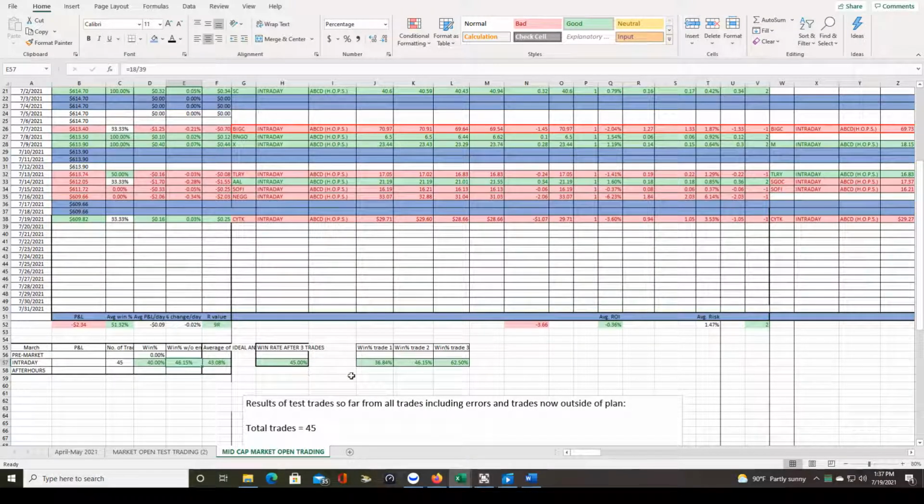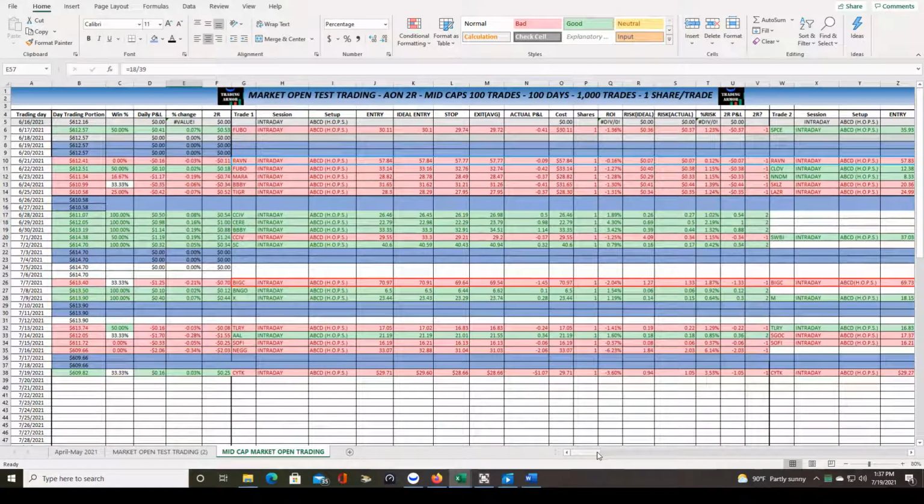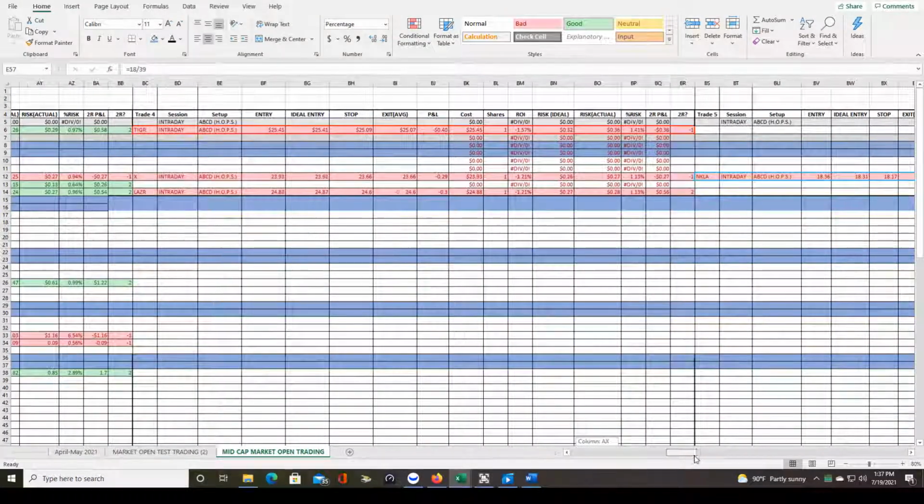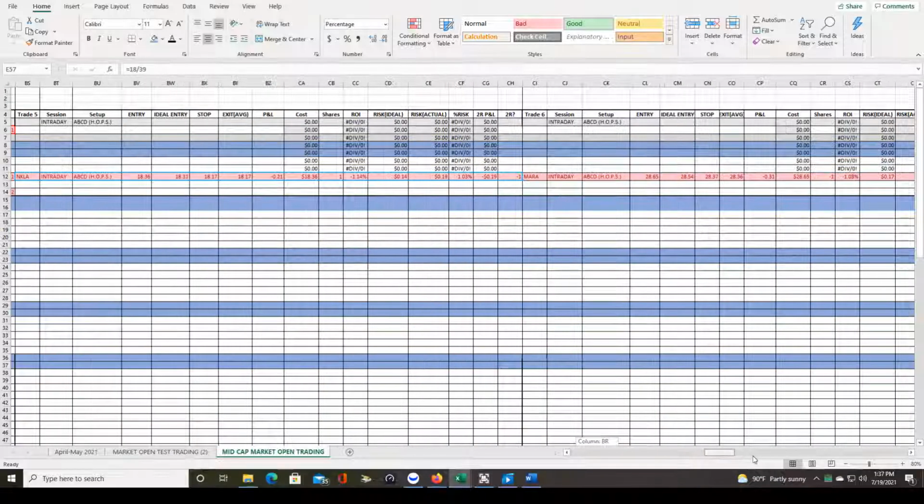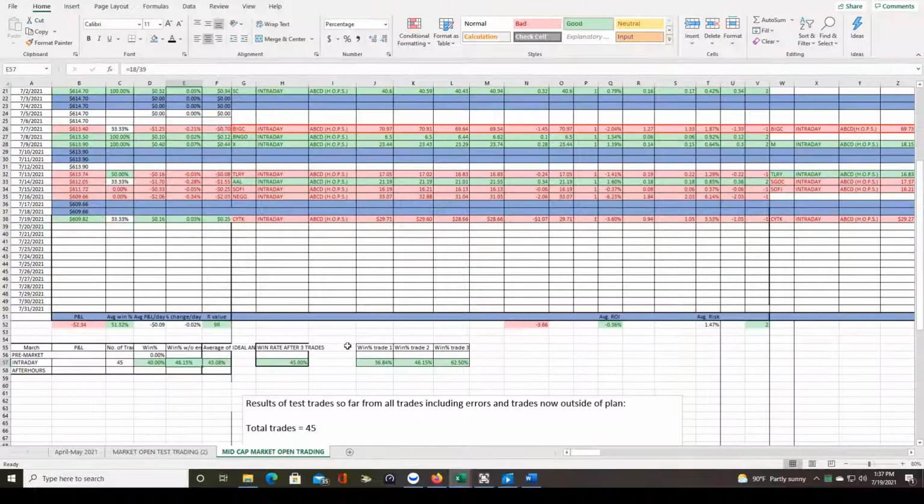Now, the win rate after 3 trades, which is a significant figure because you can see here on trades 4, 5, and 6, they all were failing, so I just decided early on to only take 3 trades, and that moves the win rate up to 45%.